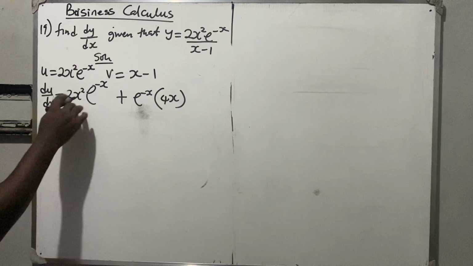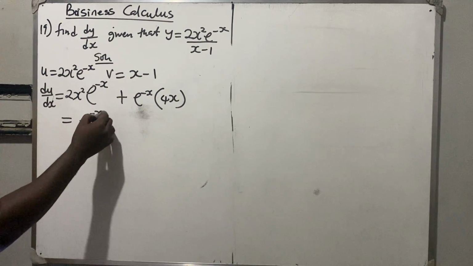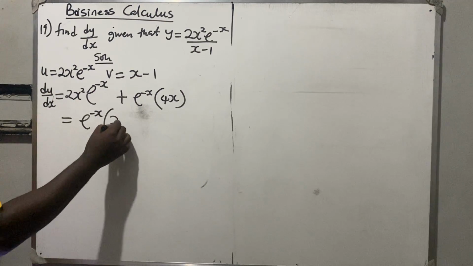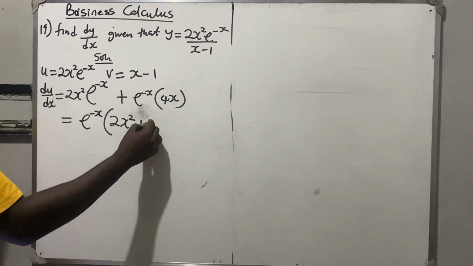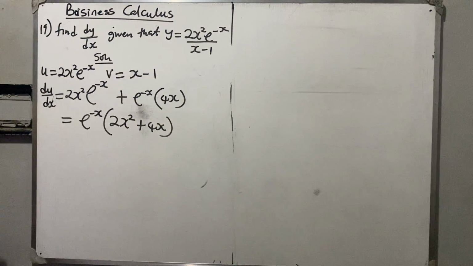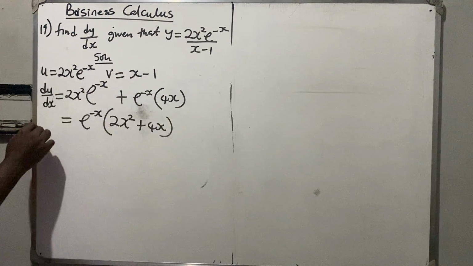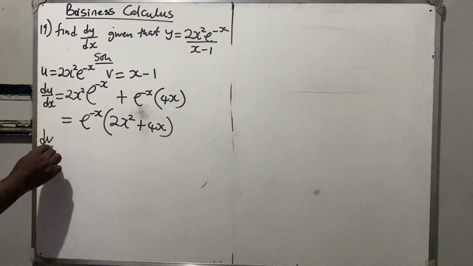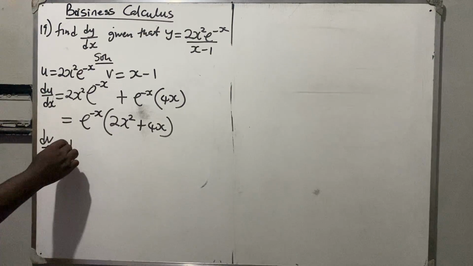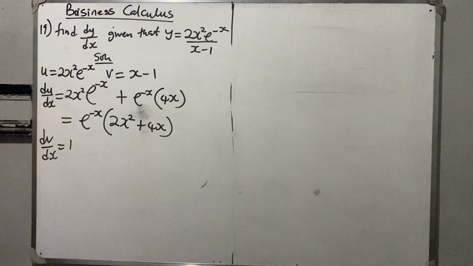So if you write it very well, you are going to have e raised to power minus x is common. So I am left with what? 2x squared plus 4x. Okay. So now let's get dv/dx. So dv/dx is simply differentiation of x is 1 and differentiation of 1, which is a constant, is 0.